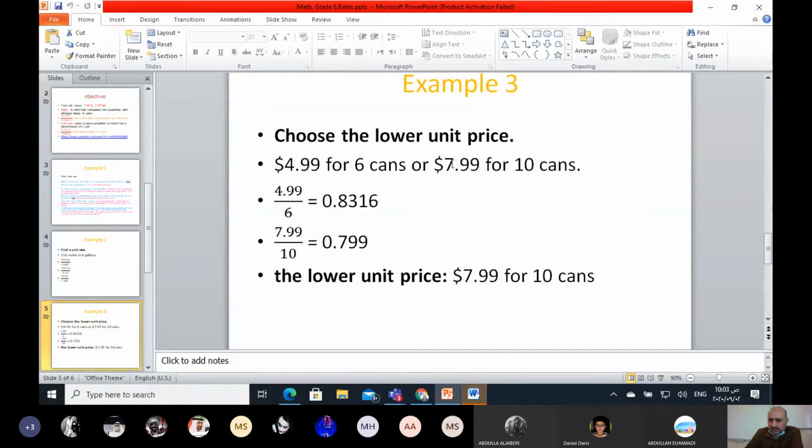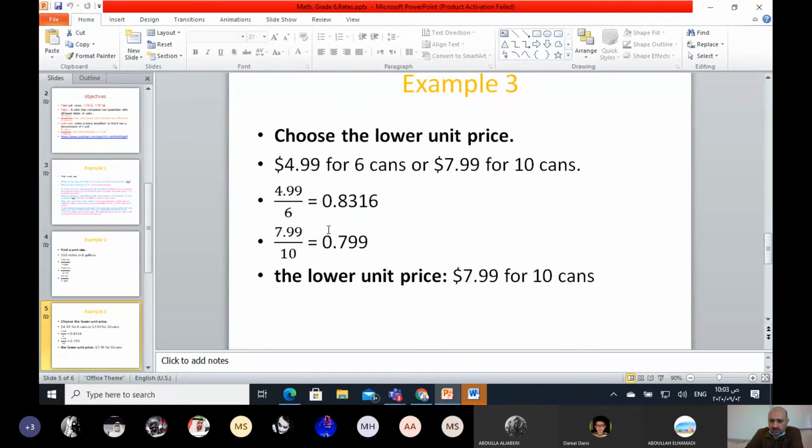And go to the next sentence, 7.99 for 10 cans. Put 7.99 up and 10 down. Then divide up and down by 10. You will get the answer, 0.7999. What is the lower?